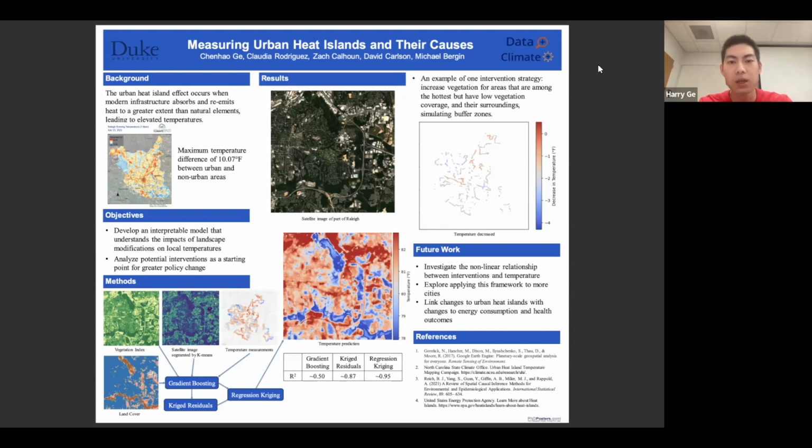As you can see, the temperatures decrease by 0 to 4 degrees, and the temperatures of about half of the areas decrease by more than 2 degrees. We think this is actually pretty impressive.